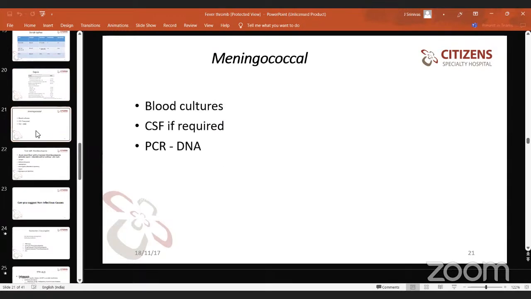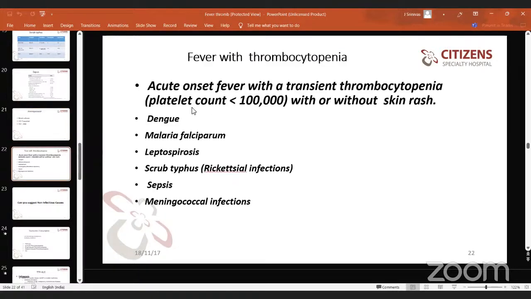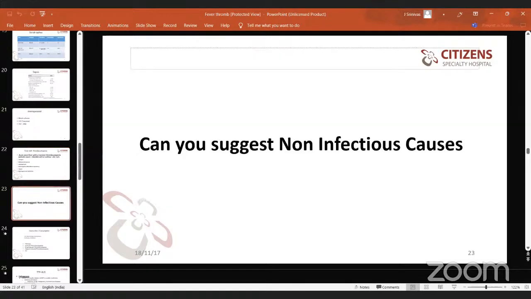And meningococcal: blood cultures, CSF if required, and PCR by DNA. So from this, fever with thrombocytopenia, we discussed dengue, malaria, lepto, scrub, sepsis, and meningococcal infections. So let's go into the non-infectious causes. What can somebody suggest as the non-infectious causes of thrombocytopenia?